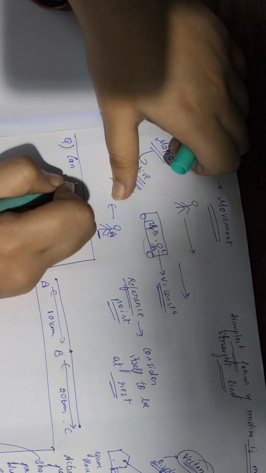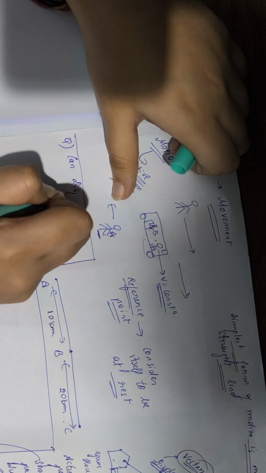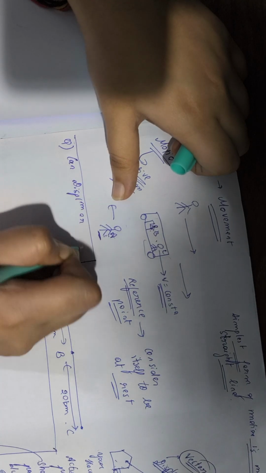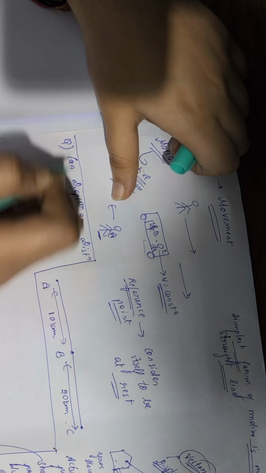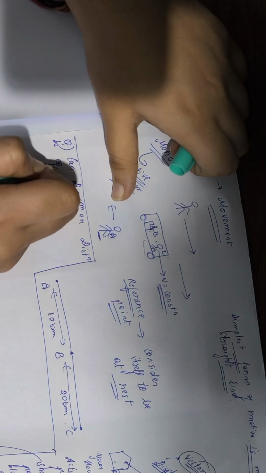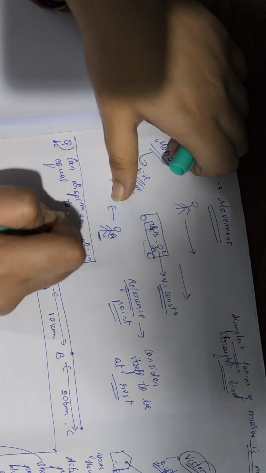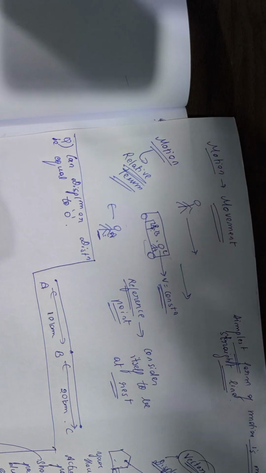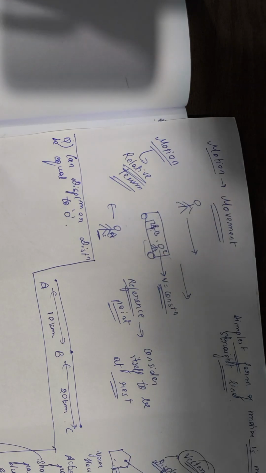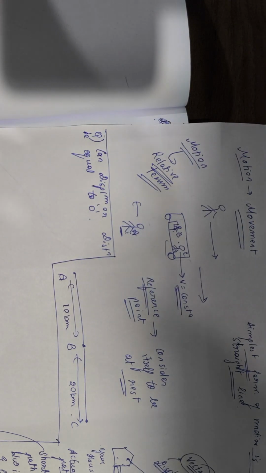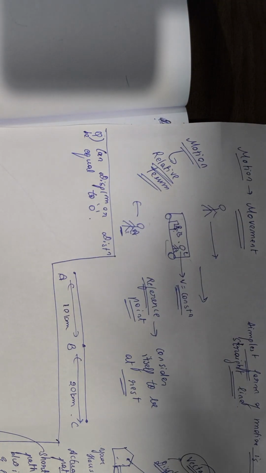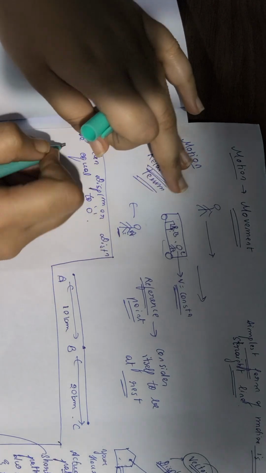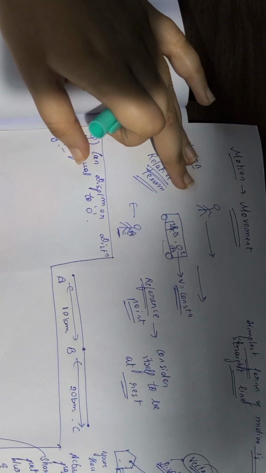Can displacement or distance be equal to 0? Can we equate distance or displacement to 0? Can we equate it? See here, one thing you have to remember is, I'll give you an example. You will be able to answer it on your own.